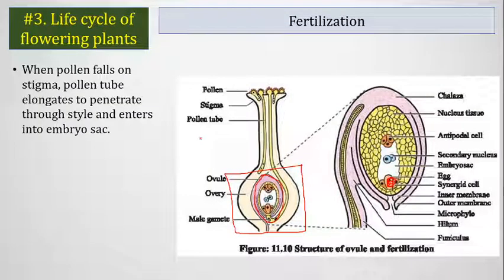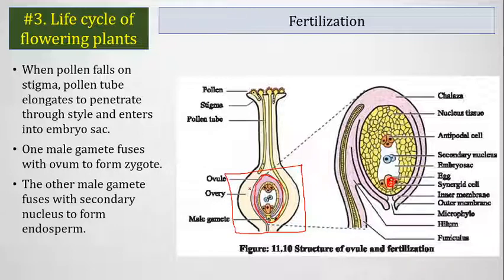So let's revise this concept. When pollen falls on the stigma, the pollen tube elongates to penetrate through the style and enters into the embryo sac, and one male gamete fuses with the ovum to produce the zygote, and the other male gamete fuses with the secondary nucleus to form endosperm, which is triploid or 3N, and this phenomenon is called double fertilization.